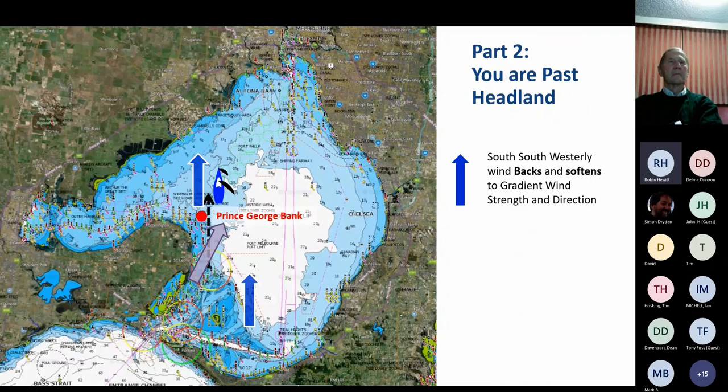And then as we get past the headland, we lose the component of the veered wind off the land, and the wind actually moves back again towards the southerly, moves back up from the southerly.